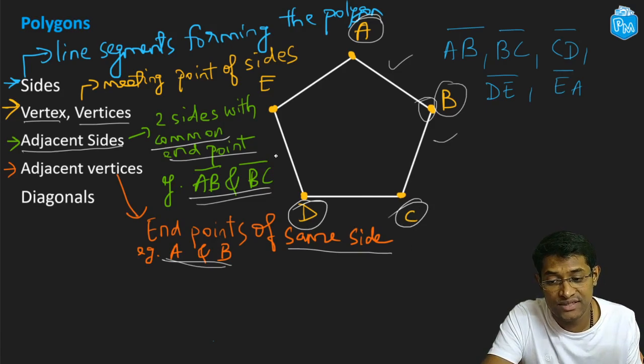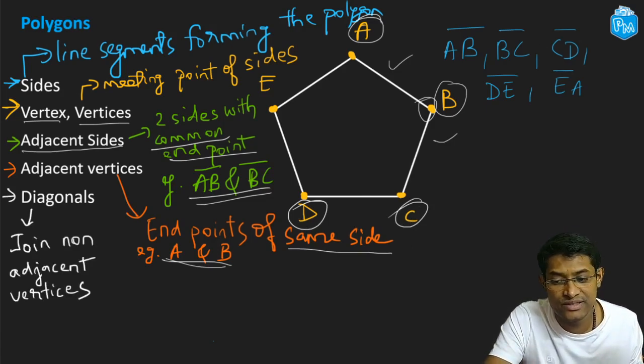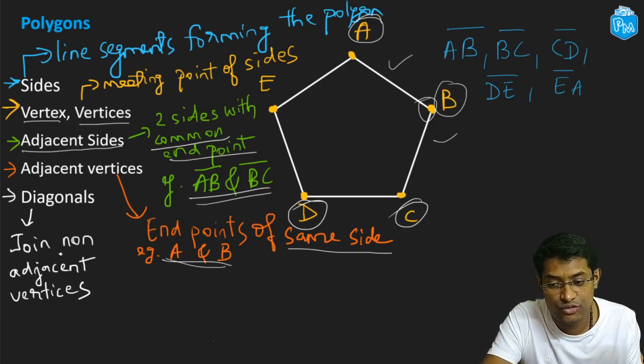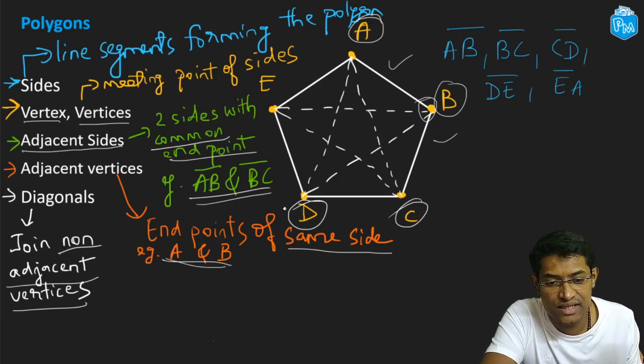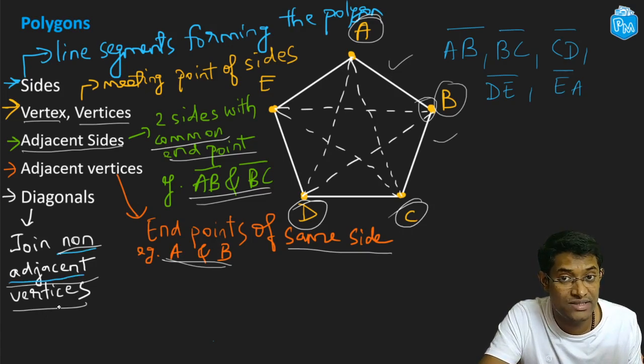Alright, now let's see what diagonals are. If you join non-adjacent vertices, you get the diagonals. So you have to join non-adjacent vertices. Say you take this point. What are the adjacent vertices of point A? E is an adjacent vertex and B is an adjacent vertex. So you can join A to D, you will get a diagonal. If you join A to C, you will get another diagonal. So let's draw all the diagonals. So you can see these are all the diagonals, and it's by joining non-adjacent vertices.